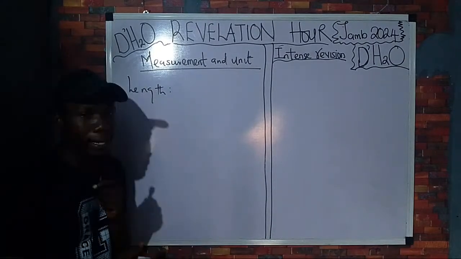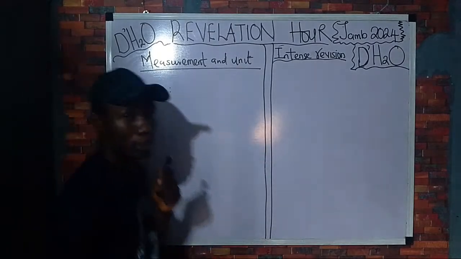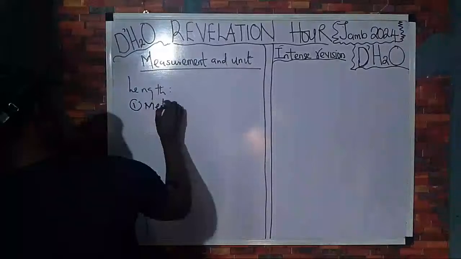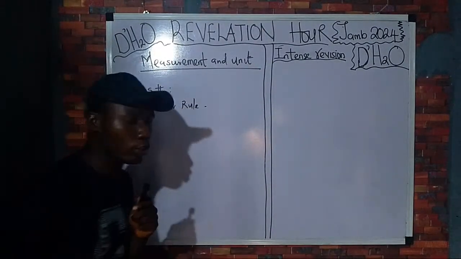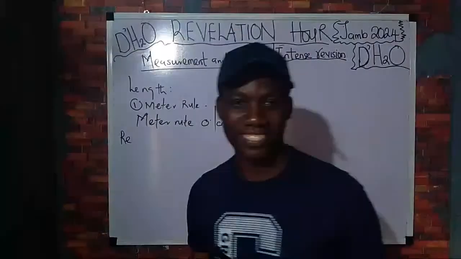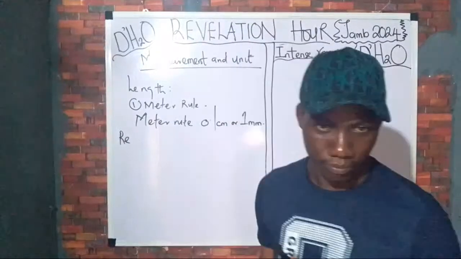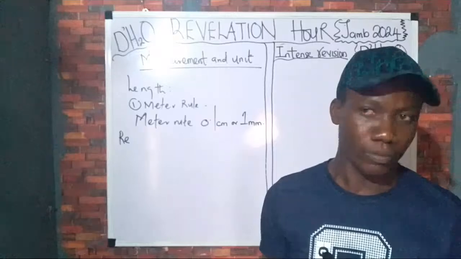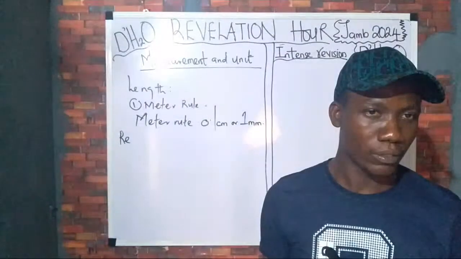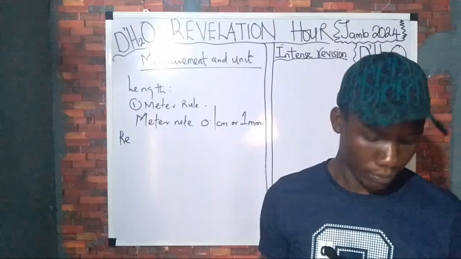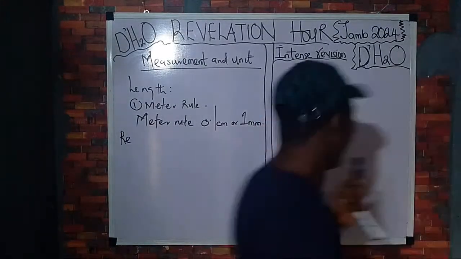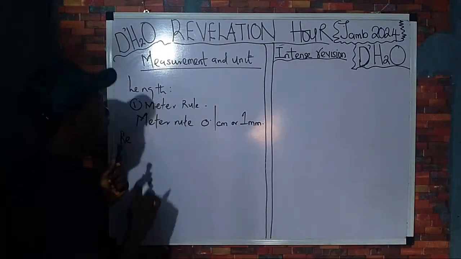What are the instruments used for measuring the length of an object? The first instrument is called the meter rule. Please get your paper, get your note and your pen to jot this down. Now, the first instrument for measuring length is called the meter rule.